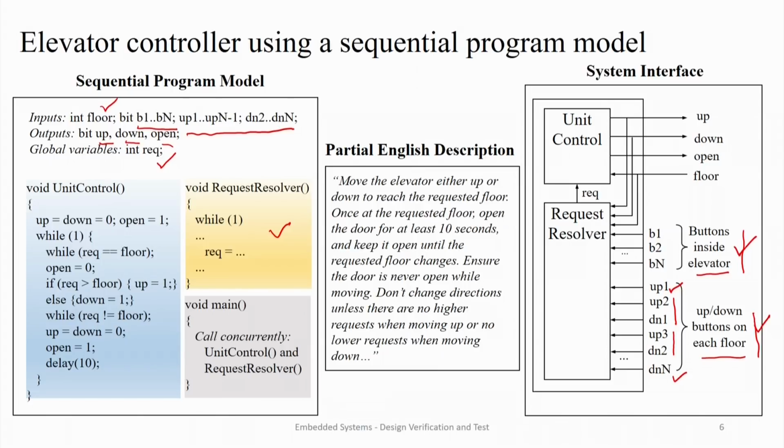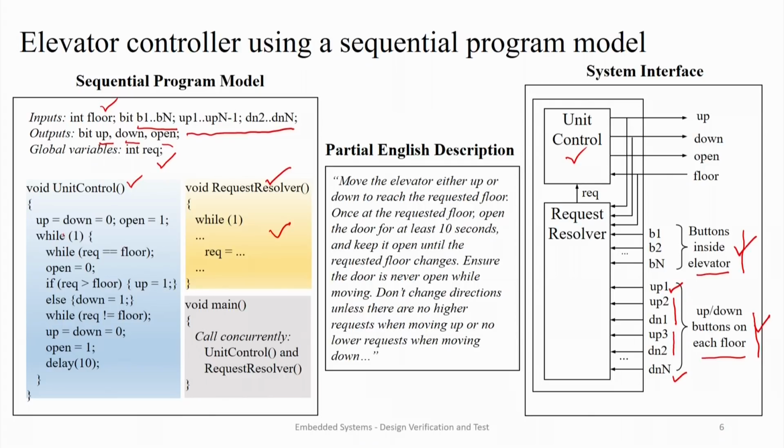The other is the unit control function. So, we will write a function or sequential program for the request resolver. We will also write a function for the unit control, this unit control part. So, what will the unit control do?